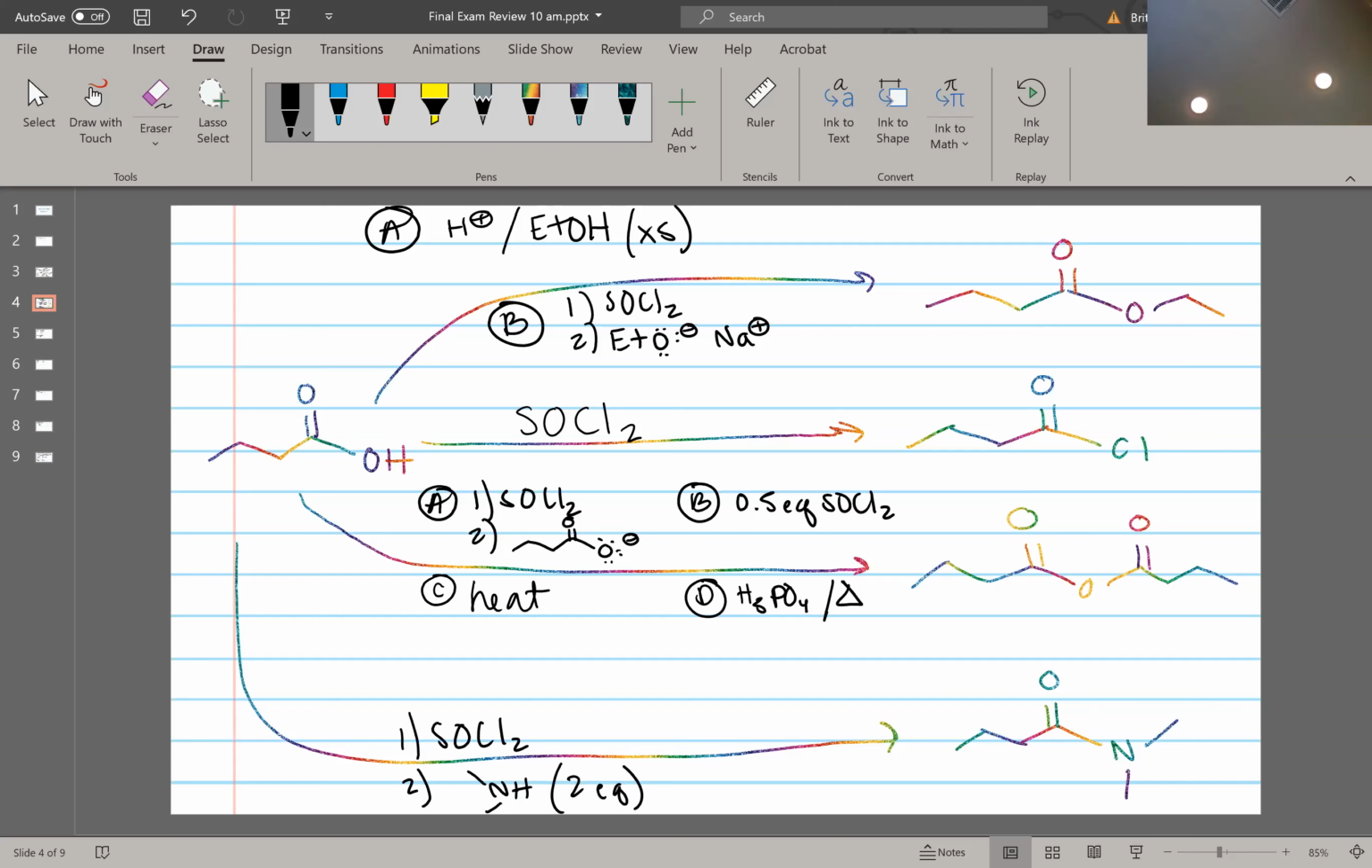Why do we need an excess of the amine? To deprotonate. Yeah, exactly. So when you first react with the acid halide, you're going to have a protonated version of your product. And so you need another equivalent of the amine to come by and deprotonate it. Okay. Are there any questions about this page? Okay, cool.